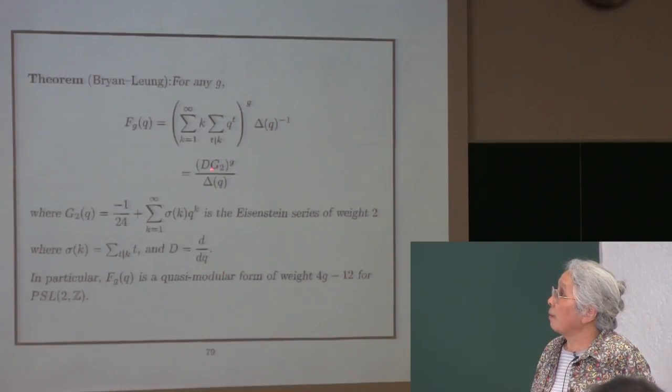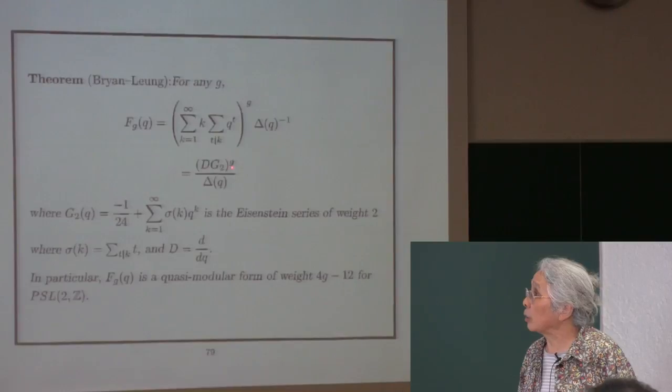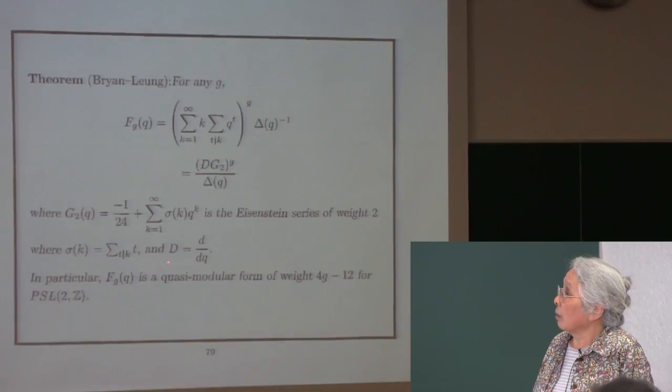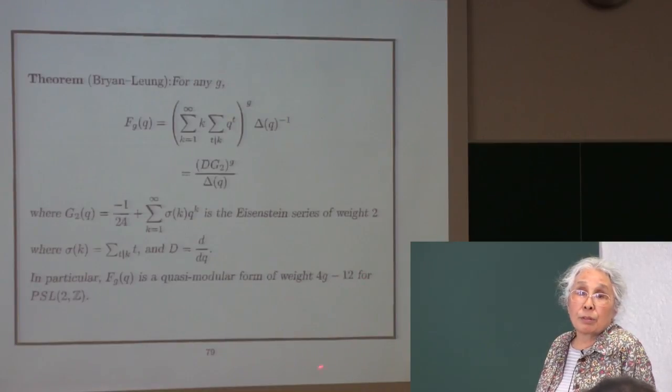If you do this, I also told you this is a quasi-modular form. G2, or the Eisenstein series E2, is a quasi-modular form, and if you take a derivative, again it's a quasi-modular form. So F_g(q) is a quasi-modular form of weight 4g minus 12 for the full modular group.